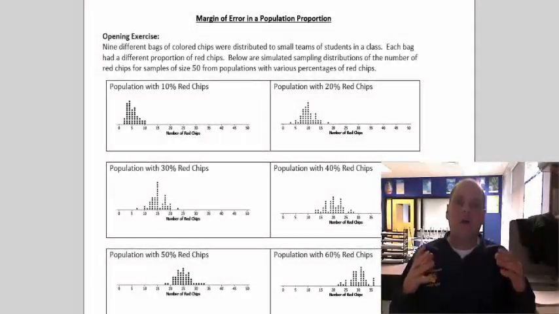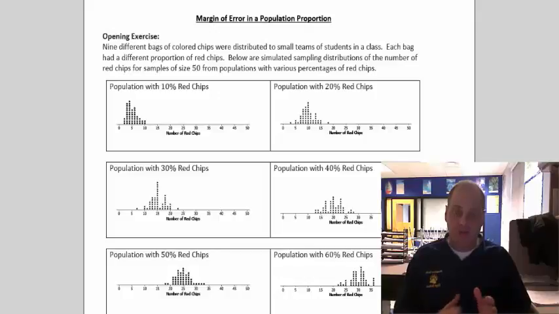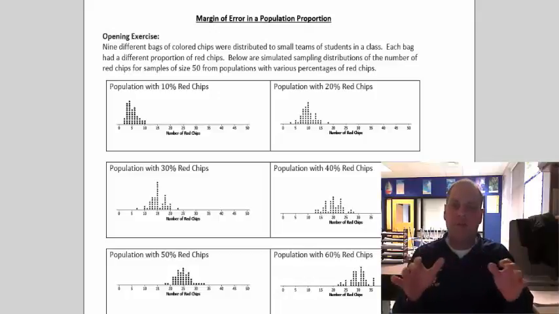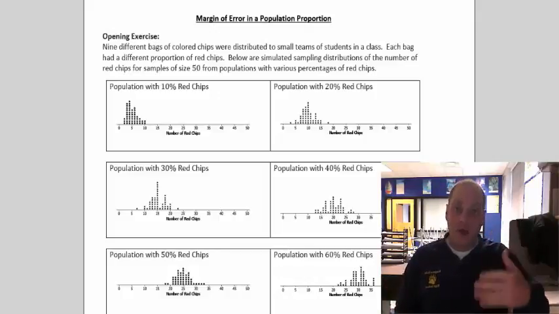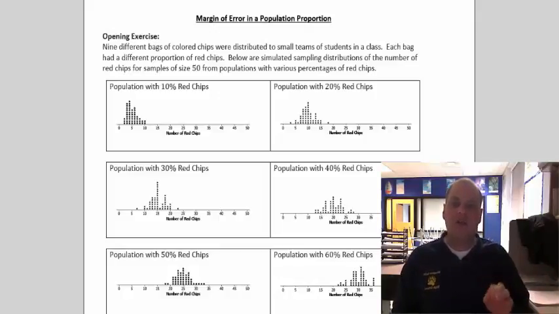We're going to look at what's called margin of error for population proportions. In our opening exercise here, they're giving us these sample distributions, kind of how we did with the coins, except now it's a number of red chips in a bag. Nine different bags of colored chips were distributed to small teams of students in a class. Each bag had a different proportion of red chips.